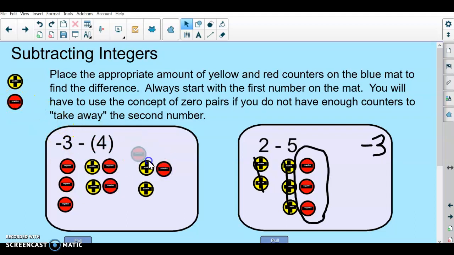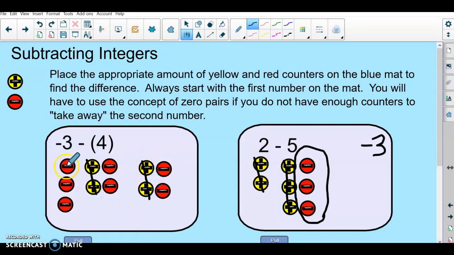Okay, we changed the value of our mat, and we don't want to change the value of our mat. This is 0, this is 0, this is 0, this is 0, and this is our 3 negatives that we began with. So the value on our mat before taking away 4 positives is still my same starting spot, still -3 because these cancel each other out. Now I'm going to take away my 4 positives. So that's these 2 and these 2. And what does that leave me with? 1, 2, 3, 4, 5, 6, 7 negatives.